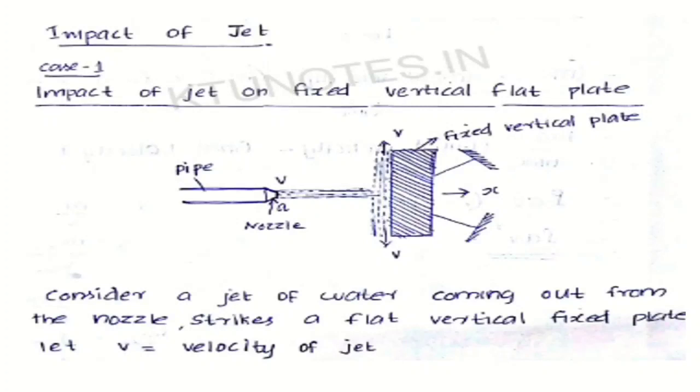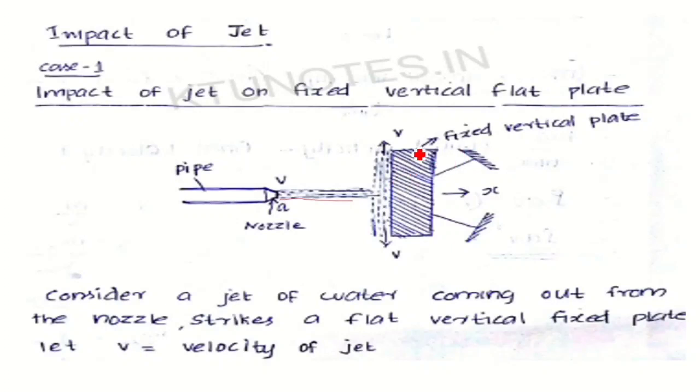So let us start with the impact of a jet. So here we are utilizing a jet of fluid. Jet of fluid means a stream of fluid delivered from a pipe is known as a jet of fluid. So this jet of fluid is allowed to strike on an impeller. So first of all, we are discussing the impact of a jet on a fixed vertical flat plate.